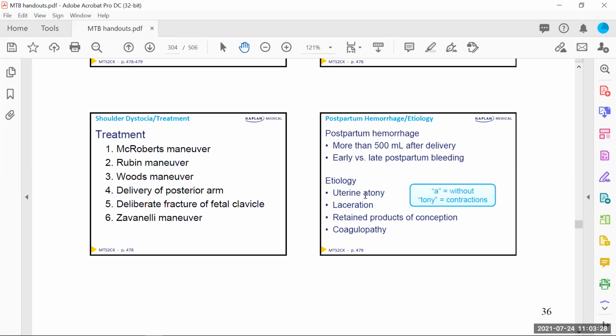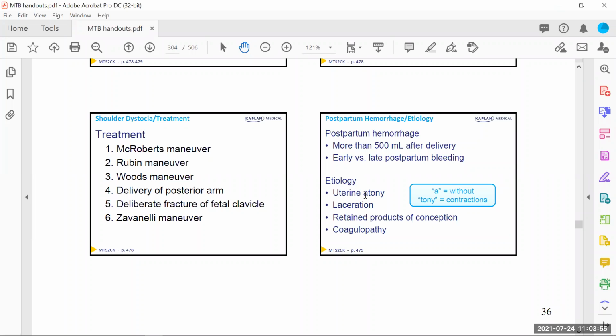Of course, when there is laceration over the vagina or laceration over the uterus or cervix, there will be bleeding from that area. RPOCs are there. Some placental parts or some tissue products are there, so that is going to cause more and more bleeding. So there should be no RPOCs just after the delivery of the placenta. Just quickly do the vaginal examination and make sure that there is nothing inside the uterus, and the uterine cavity should be empty.